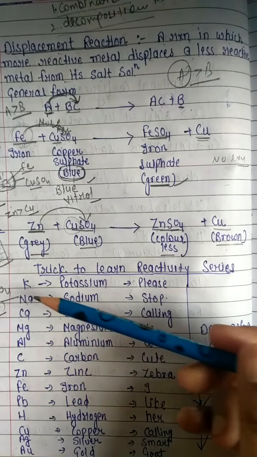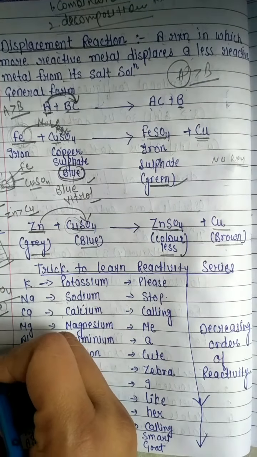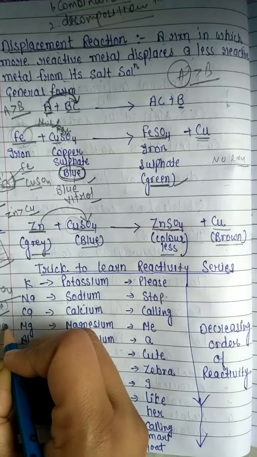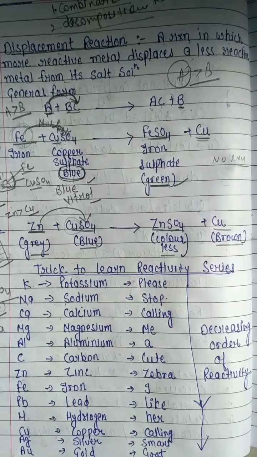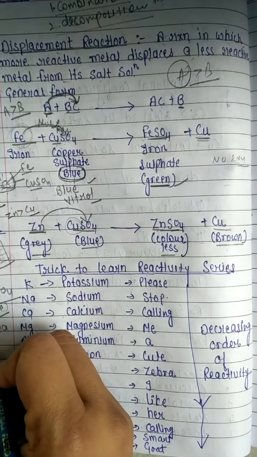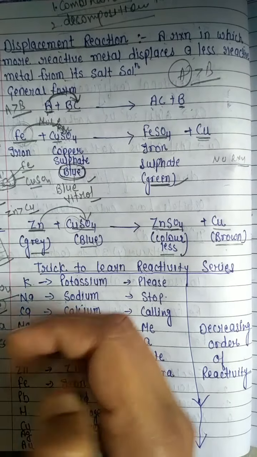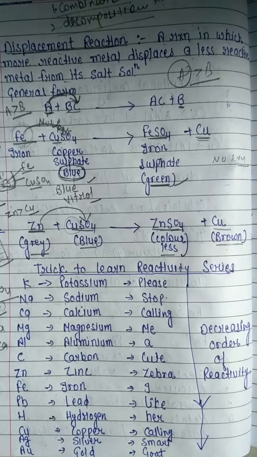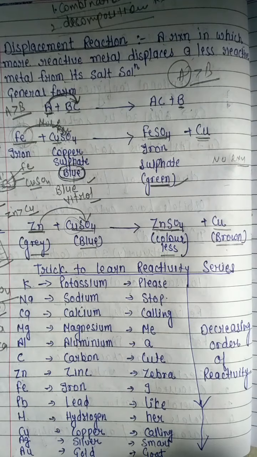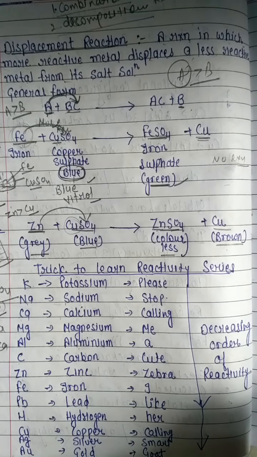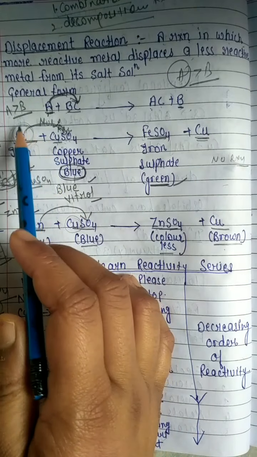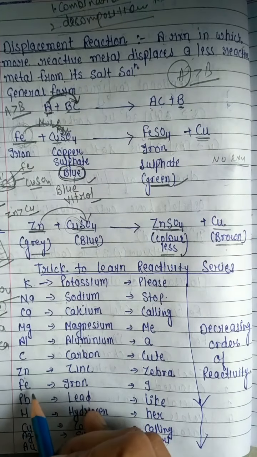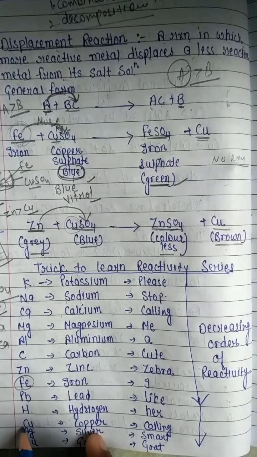From this, we can see that K, potassium, is more active than sodium, calcium, magnesium, aluminium, and all the others. And sodium is more active than calcium. When we move from top to bottom in this reactivity series, the reactivity of the metal decreases. Now look, we are taking the example of iron and copper. Iron is placed here and copper is here.